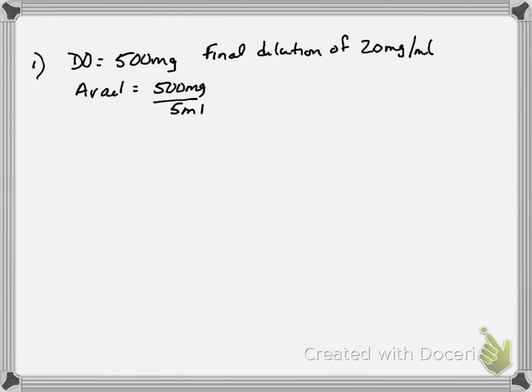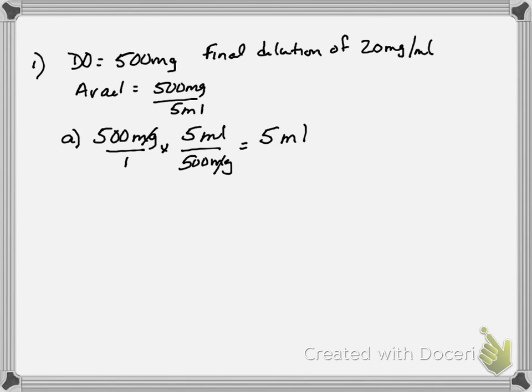So let's look at the first part of the question. Let's look at A. How many mLs of the drug will you need? So I go with what I've always done since level 1. I take the doctor's order over 1, 500 milligrams over 1. I times it by the available, which is 5 mLs over 500 mgs. My mgs will cross out, and I'm left with 5 mLs. So I draw my cup, and in my cup I'm going to put 5 mLs of medication. That's my dose.